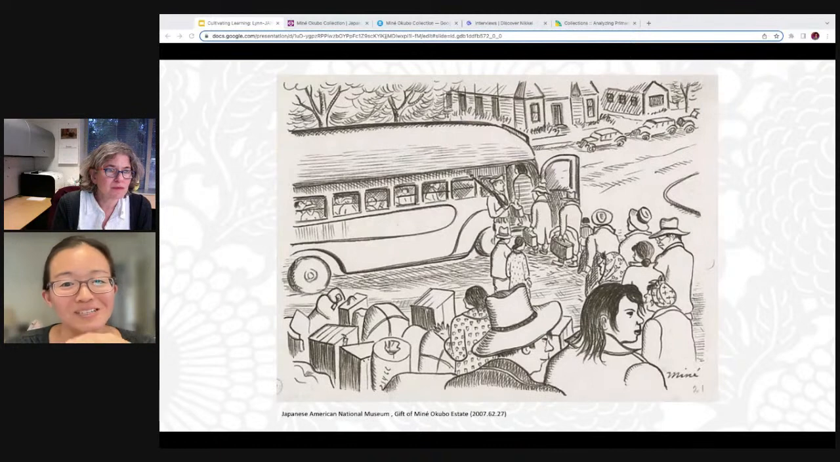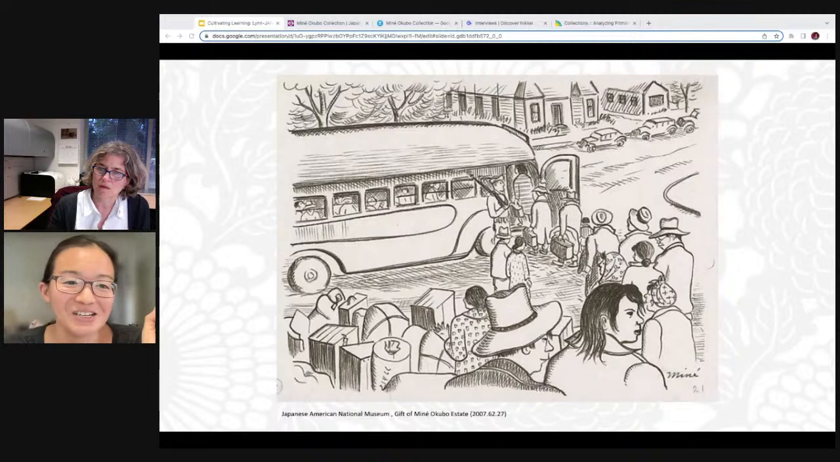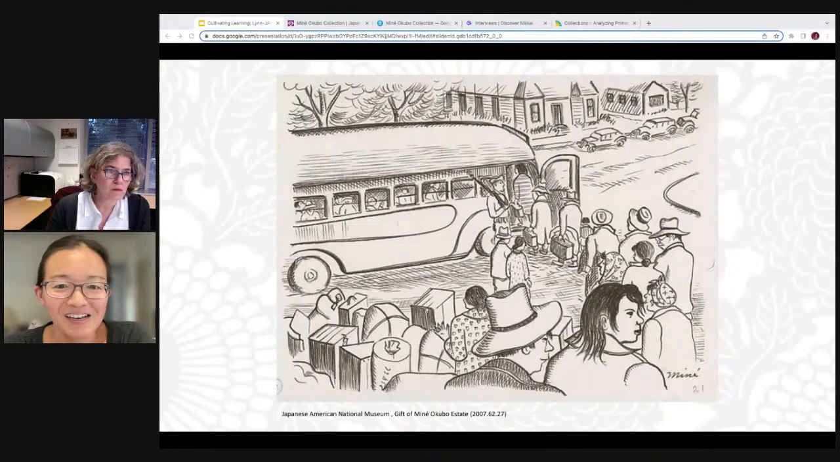Okay. It's residential, it's a neighborhood, right? So this is one depiction of this forced removal time period, right? And so that's an art piece.